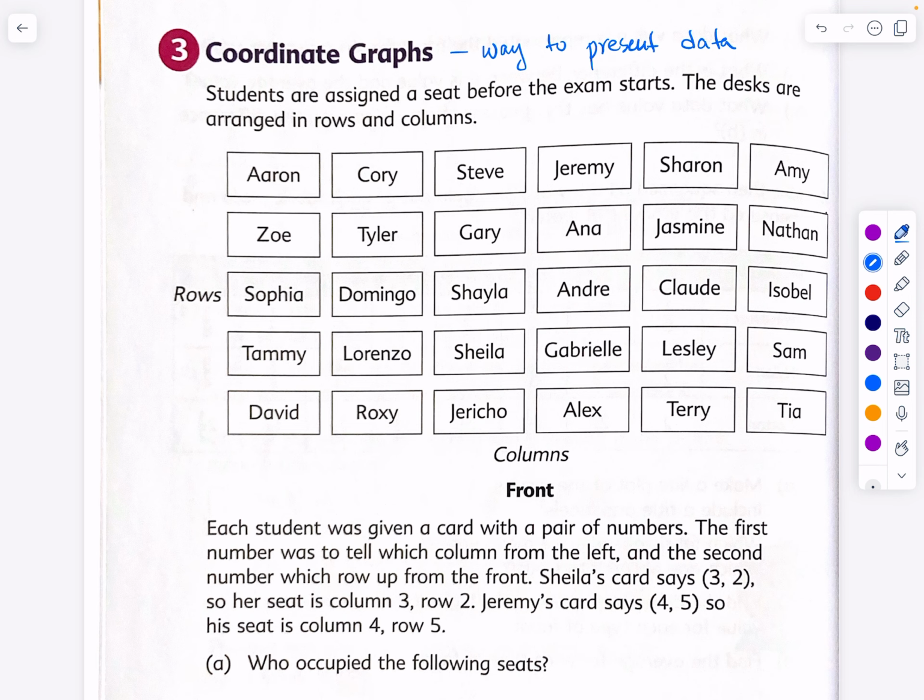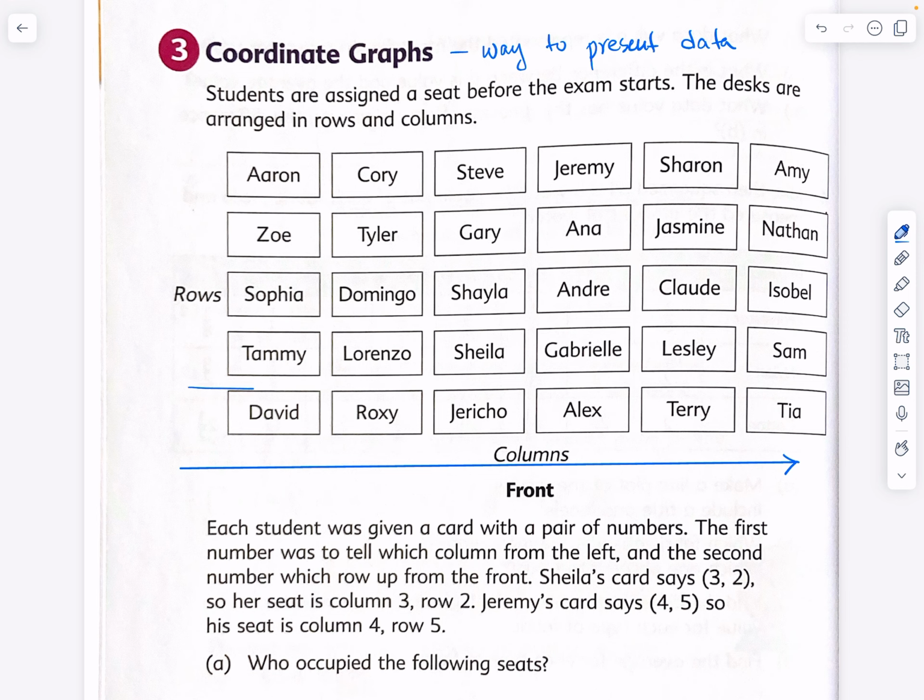Okay, so we have an example. Always start with an example. I love it. Students are assigned a seat before the exam starts. The desks are arranged in rows and columns. Just for kicks, these are rows. These are rows. Rows go horizontally. Let's just make it like that.